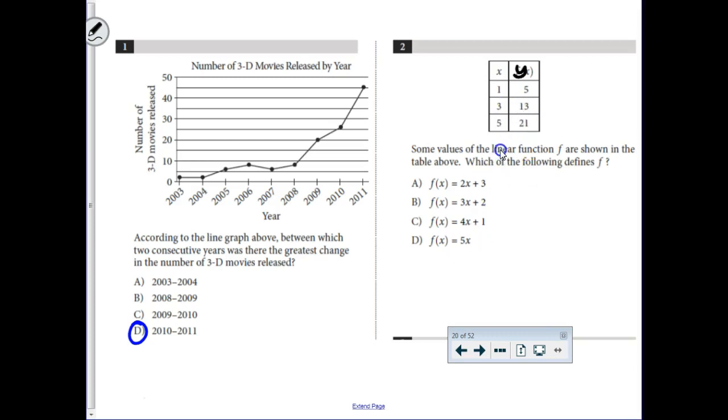There's several ways you guys can figure this out. I notice that every single one of these has a different slope. So for me, what I would do is I'd just quickly find slope. Who remembers how to find slope?